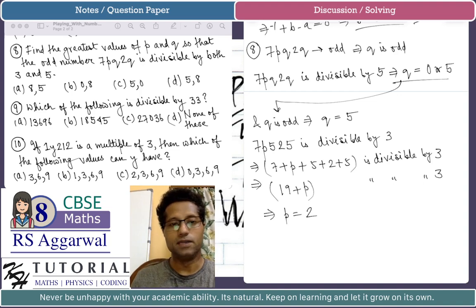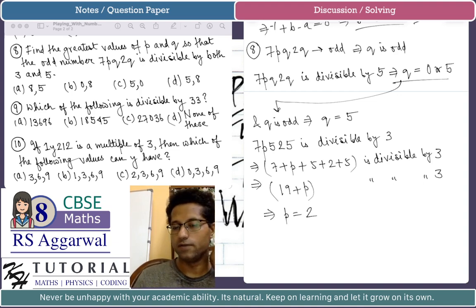P can be 2. The question asks for the greatest values of p and q. Now q has a single value of 5. Q will not have multiple values because q has to be equal to 5. Now depending on the values of p, we must select the greatest value of p. One possible value of p is 2, which will make 19 plus p divisible by 3, and hence the number will be divisible by 3.